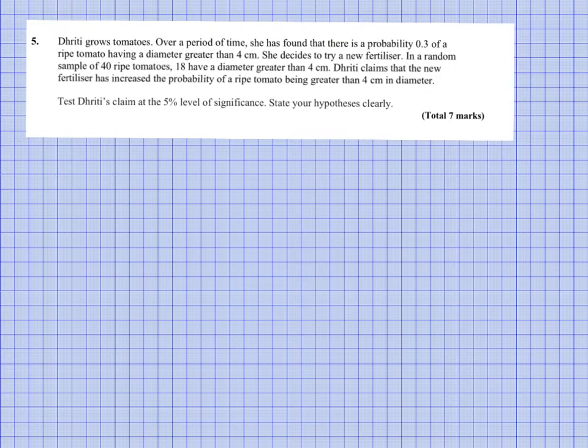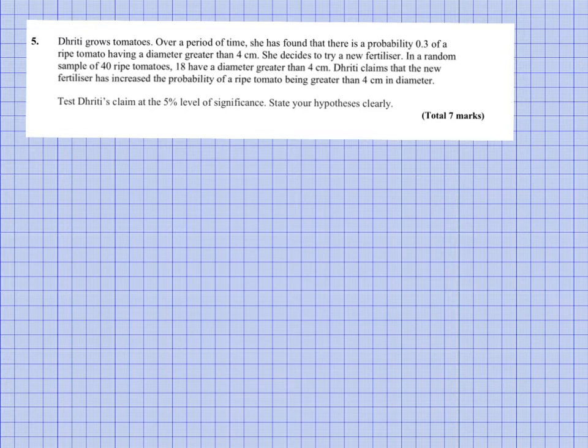Hi, so welcome, and we're going to be looking today at some binomial distributions and using hypothesis testing on those distributions. The first example here, Dritty grows tomatoes. Over a period of time, she has established that the probability of a tomato being over 4 centimeters is 0.3. We've got a new fertilizer, and we want to test its efficiency.